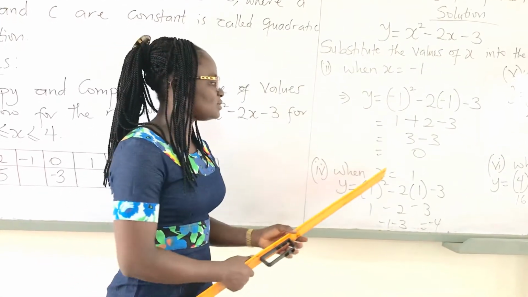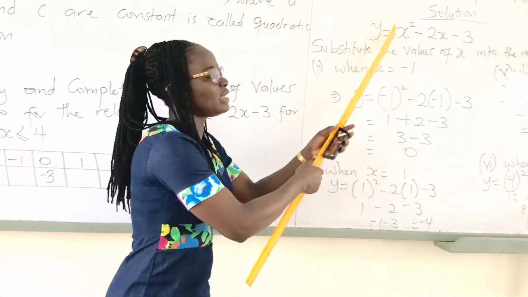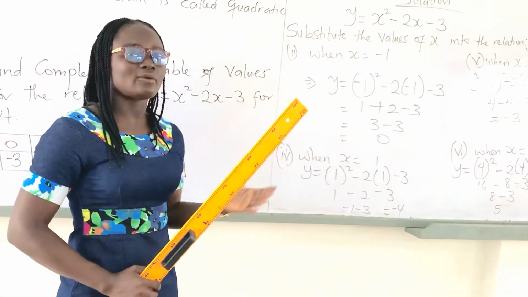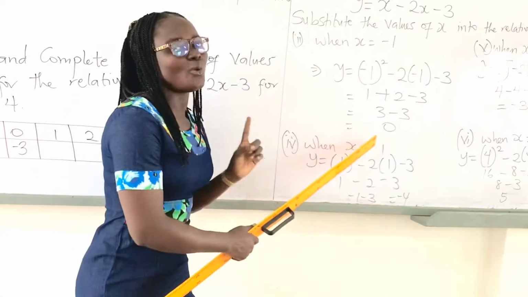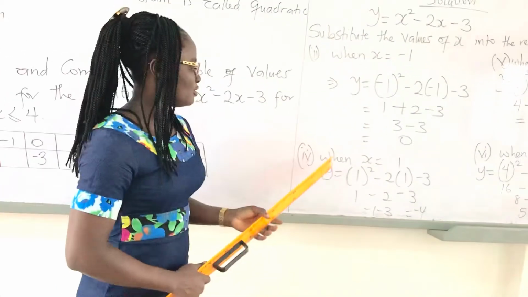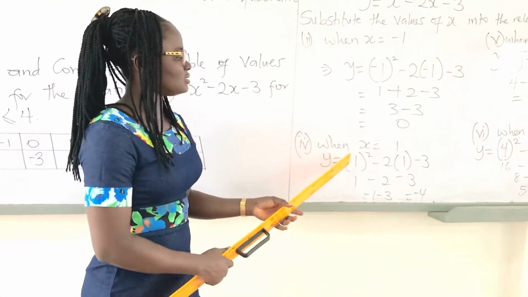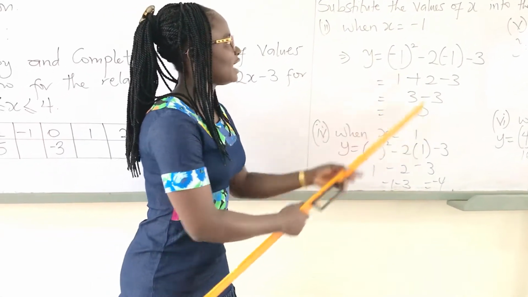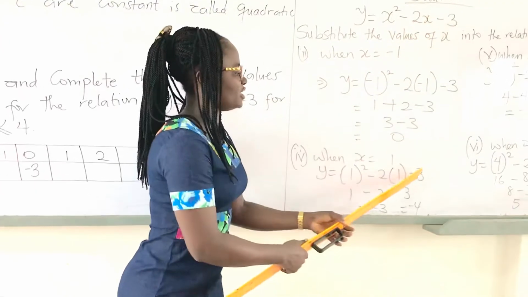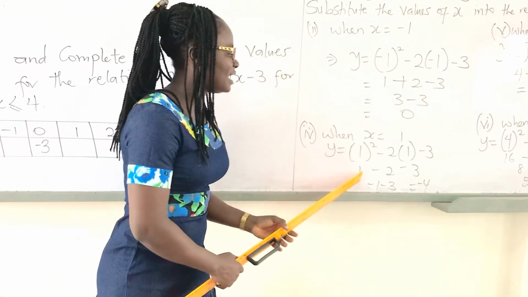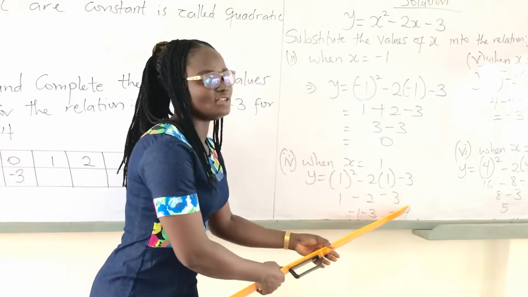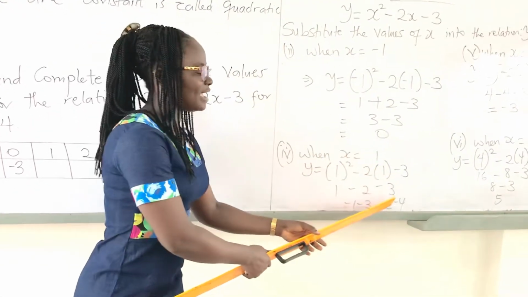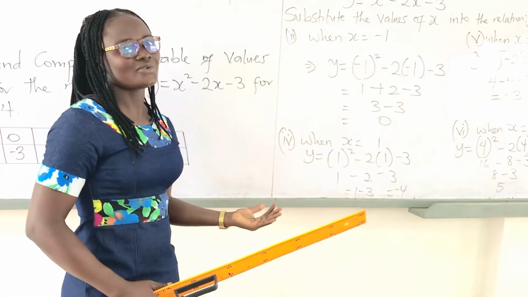We substitute x equals 1 into the relation given to us. So wherever you see x in the relation, you put 1. So we are going to get y equals 1 squared minus 2 times 1 minus 3. Simplifying it, you get -4. So when our x is 1, our y is -4.